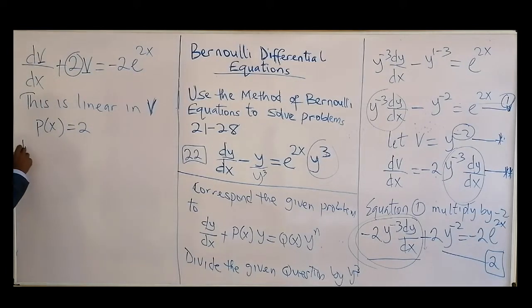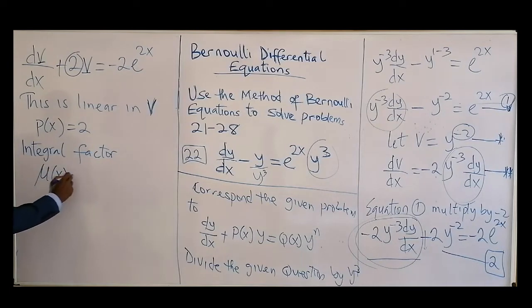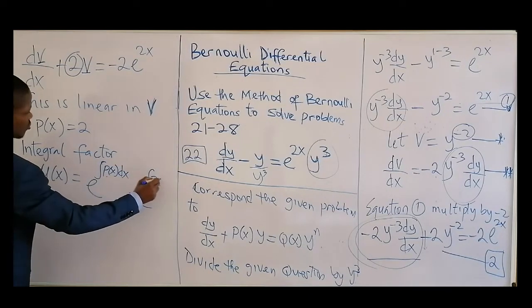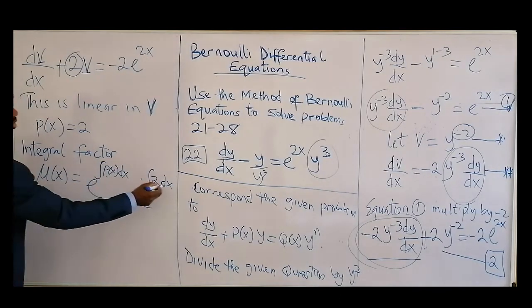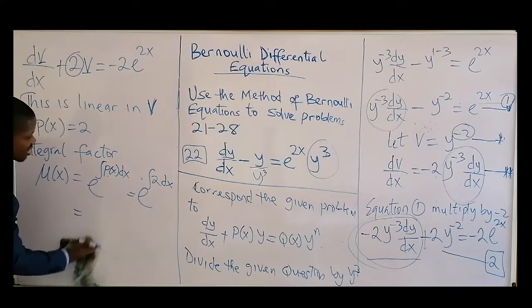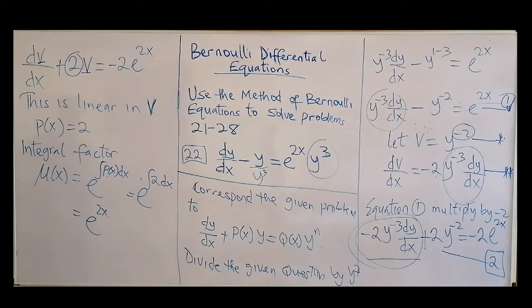So then the integral factor will be equal to e to the integral of P of x dx. That's the formula, I'll just go straight. My P of x is 2, so e to the integral of 2 dx. This 2 is just a constant, so it can go outside the integration. You're only integrating dx, and when you integrate dx, it gives you x. So that will be equal to e^2x. Okay, that's my integral factor.